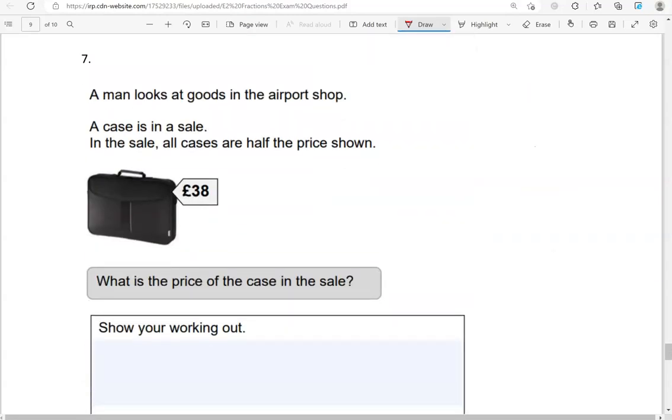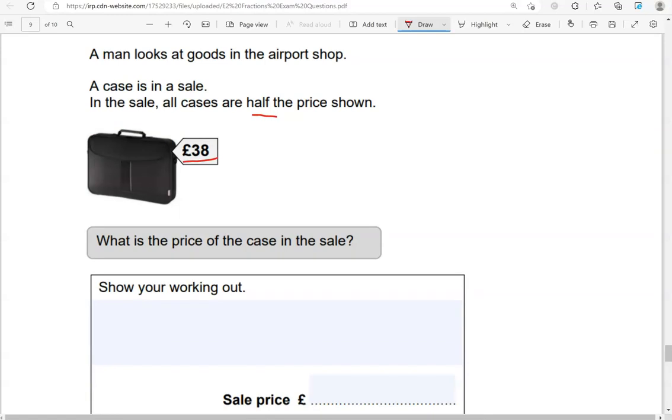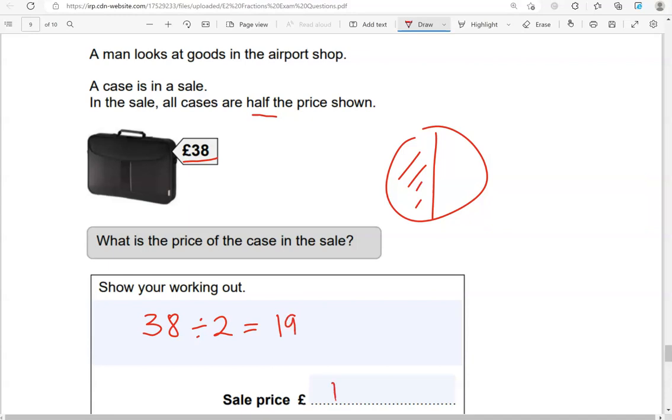A man looks at goods in the airport shop. A case is in a sale. In the sale, all cases are half the price shown. What is the price of the case in the sale? So it's 38. We're going to work out half of 38. So 38 divided by 2 should give us half. And that's 19. So £19.